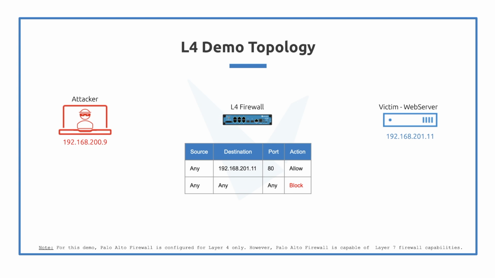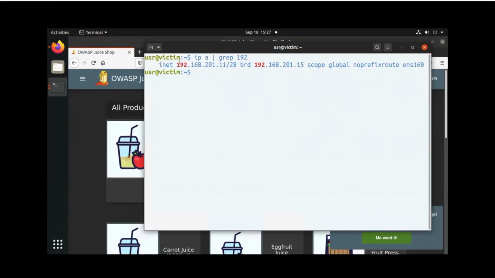In our lab topology, we have an attacker machine with an IP 192.168.200.9. Then we have a victim web server with an IP 192.168.201.11. In between these two machines, we have a network-based firewall with rules to allow any source IP. In our case, this means the attacker IP will be allowed to go to the destination IP, which is a victim web server running a web server over port 80 only. So let's go through the lab topology.